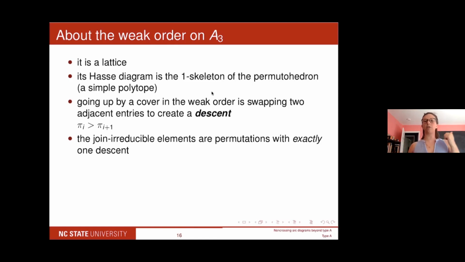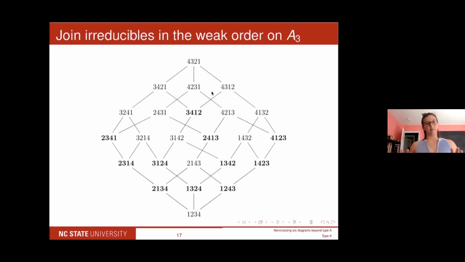And then the join-irreducible elements, the elements from which you can only go down one way, are the elements with exactly one descent. I have bolded those elements here. And it's, again, just an eyeball thing of what do we only have one way going down. But here they are.